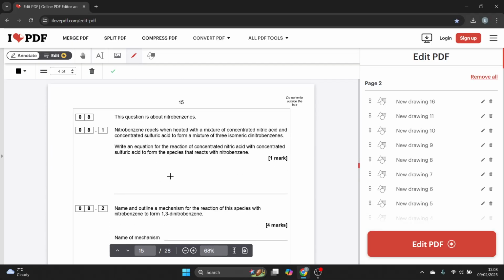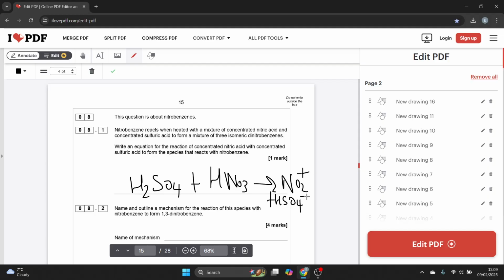Write an equation for the reaction of concentrated nitric acid and this. So H2SO4 plus HNO3 to form NO2+, plus HSO4 minus, plus H2O.